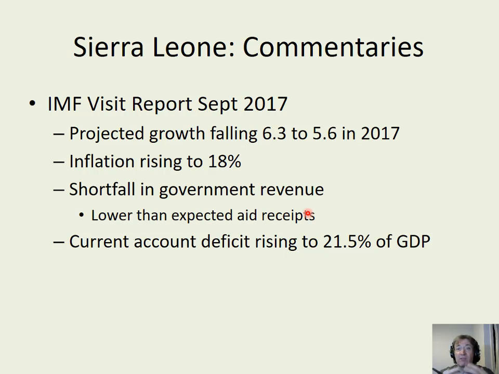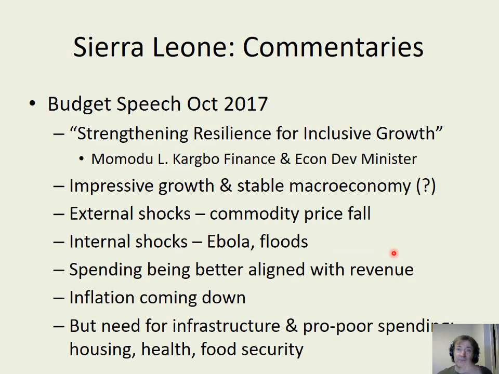So both the government's revenue from its own tax collection and what they're getting in terms of grants from overseas have both fallen, which is going to push the government deficit up. And then the current account deficit, the trade deficit, had also risen to over a fifth of GDP. So September 2017 wasn't looking good.